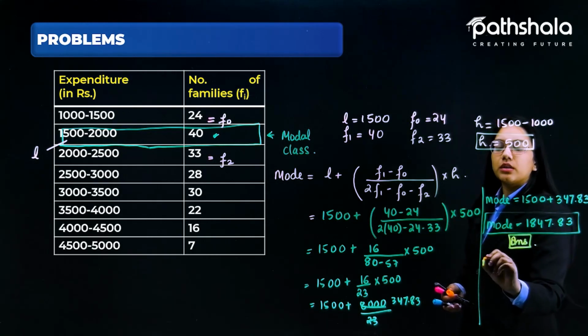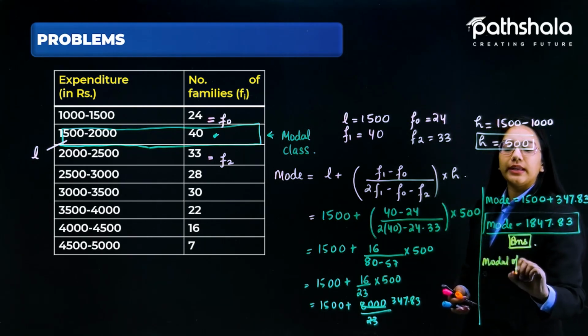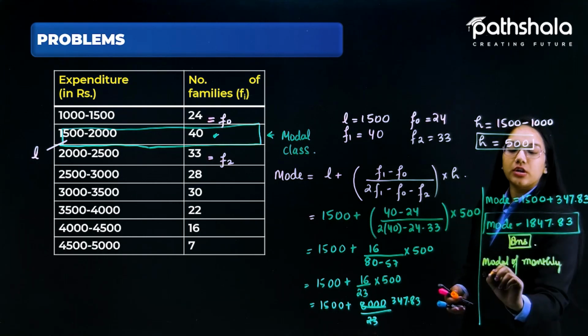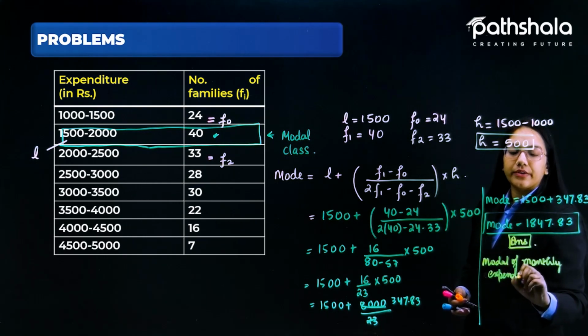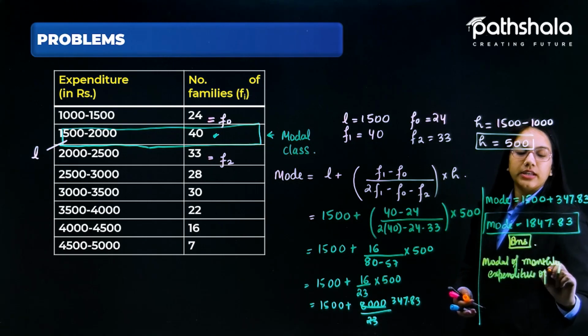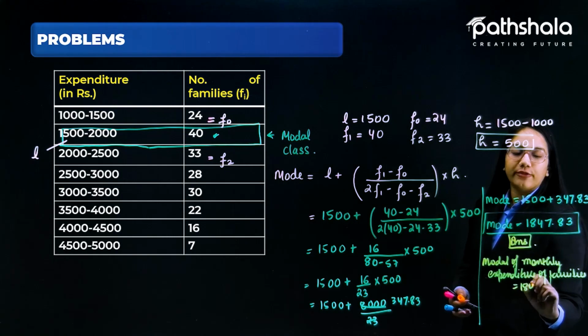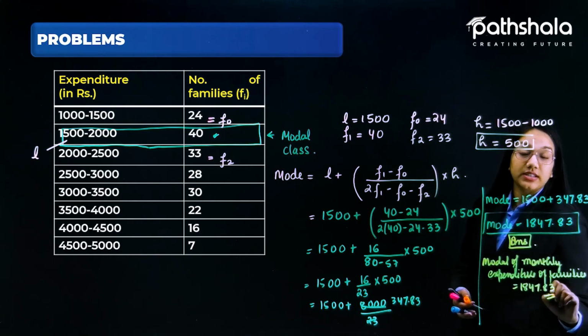This is the answer for this particular question: the modal monthly expenditure of the families is equal to 1847.83.